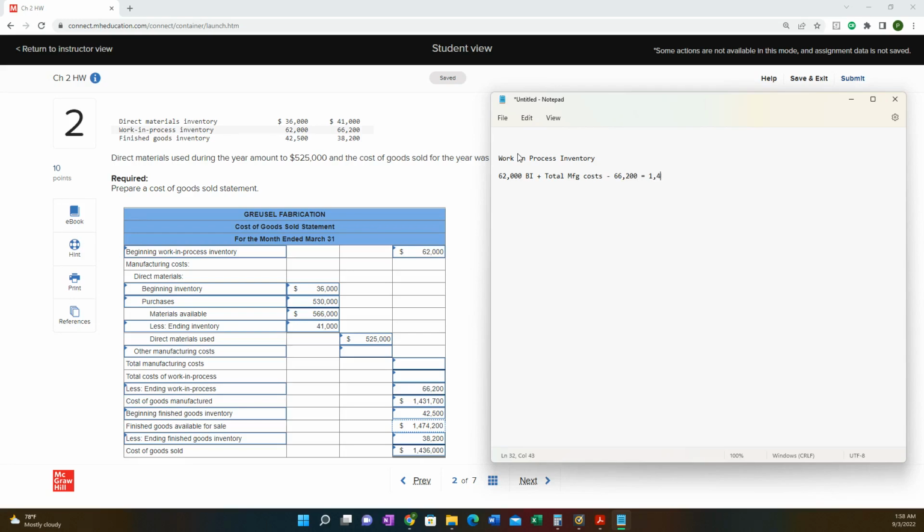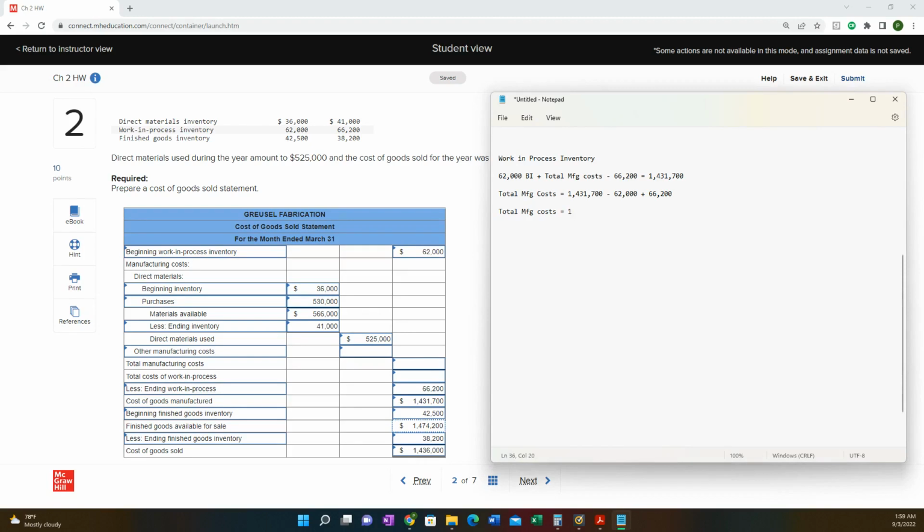So again, we leave our unknown variable, the total manufacturing costs, on one side of the equation, and we move everything else to the other side of the equation. And we get 1,435,900 as total manufacturing costs.